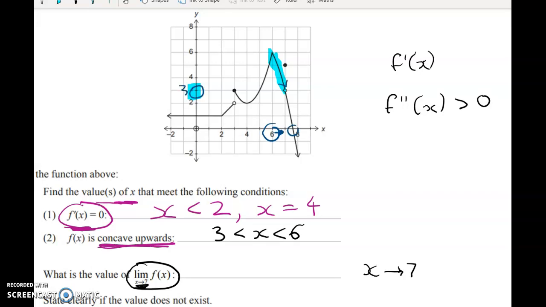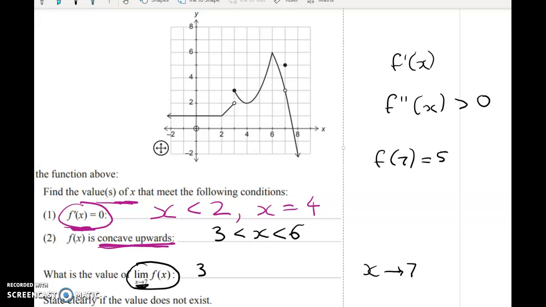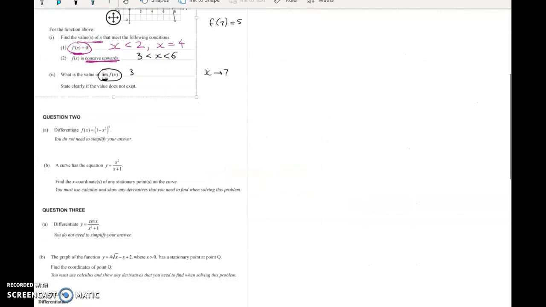And the same thing's happening when our x value is coming in from above 7. We're heading towards a y value of 3. So that means that the limit does exist, and that the limit is 3, even though the function at 7 has a value of 5. Right? So the value of the function when x is 7 is not the same as the limit, but the limit exists because it's heading to the same place. All right, let's go on to question 2.